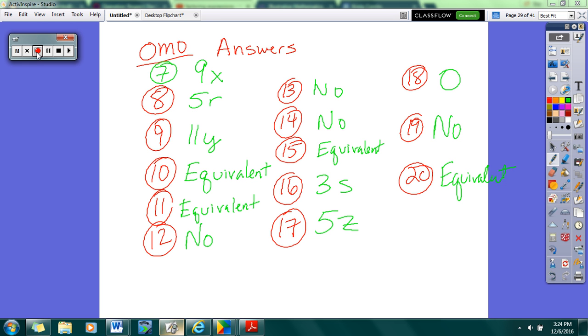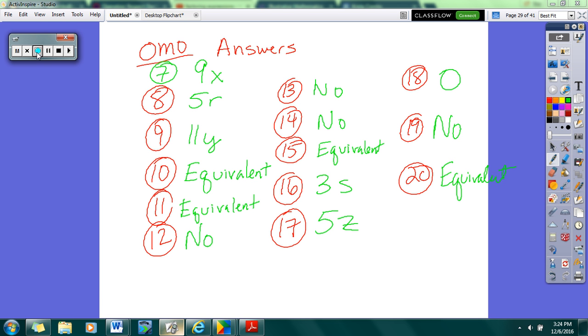And number 18, 3p minus 3p is going to be 0 because I won't have anything left. And if you put 0p, you know 0 times p is going to be 0 anyway, so 0 is the appropriate answer. In number 19, f minus 6 is not the same as 6 minus f. For example, if f was worth 10, 10 minus 6 is 4, but 6 minus 10 is negative 4, so that will not work. In 20, 5c minus 5c is 0, and a minus a is 0, so those will be equivalent.